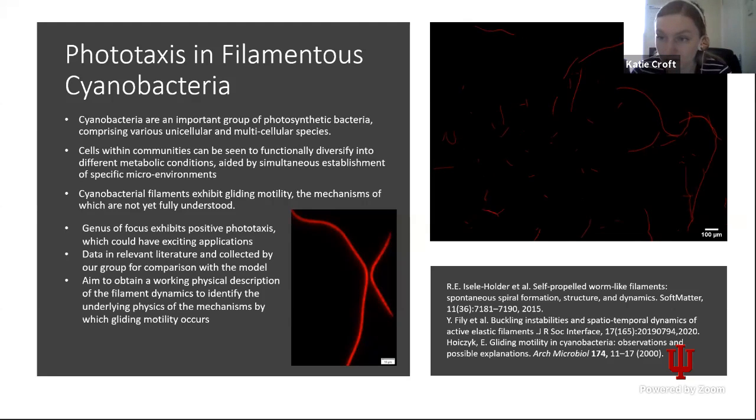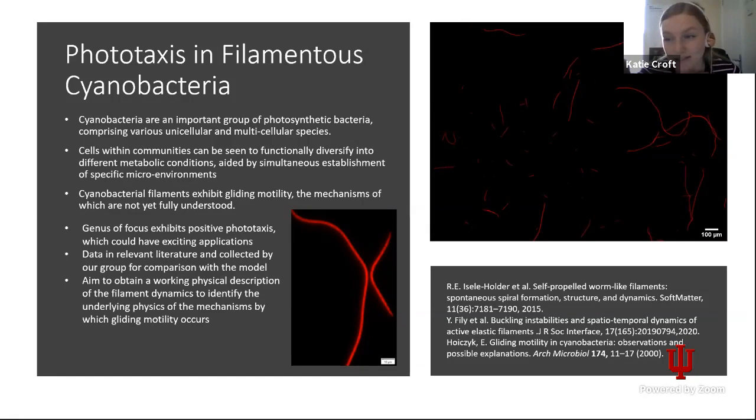The cells in these communities can be seen to functionally diversify into various metabolic conditions, aided by the simultaneous establishment of specific microenvironments. But our understanding of these structures and their dynamics remains quite limited. Cyanobacterial filaments exhibit gliding motility, so they slide over surfaces, but we don't currently understand exactly how that happens. I have a little GIF here of some of the data from our lab provided by one of our PhD students.